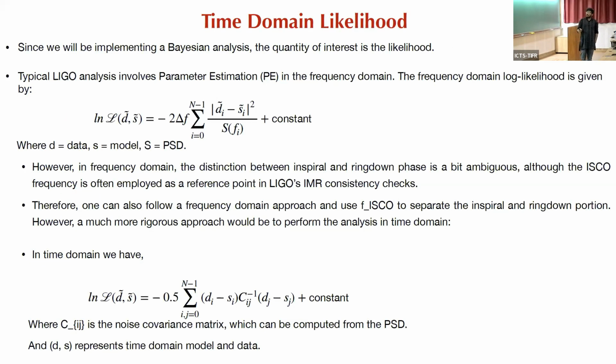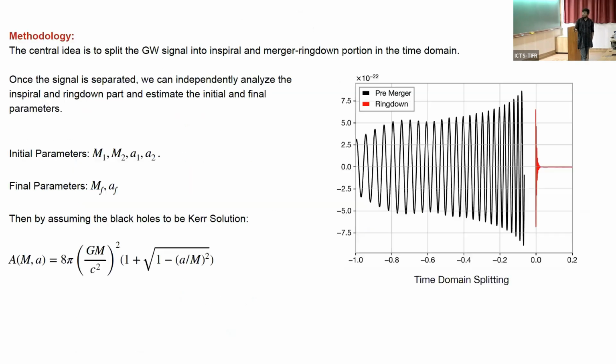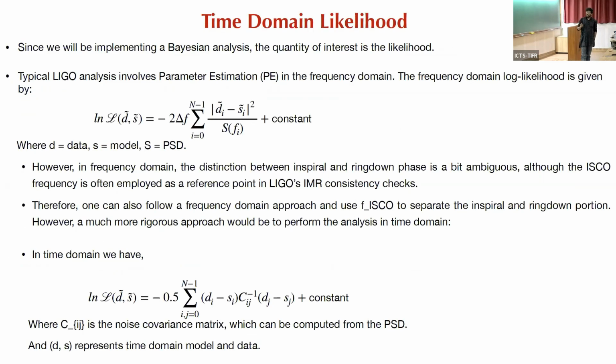So since we will be performing this analysis, here you can see that we will be cutting the signal in the time domain at some time where the signal is peaking, or at the merger time. It's good to stick to a time domain analysis. But typical LIGO analysis involves parameter estimation in the frequency domain.